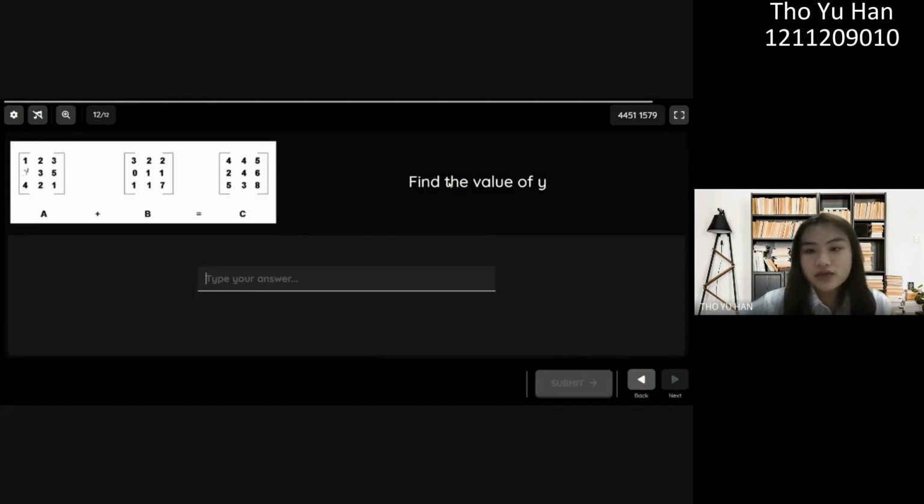So the next question, find the value of y. Y is here. So y plus 0 equals 2, same as a simple mathematical calculation. We just need to find 2 minus 0, which is 2. So y equals 2.